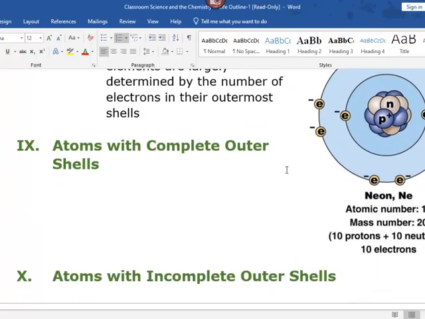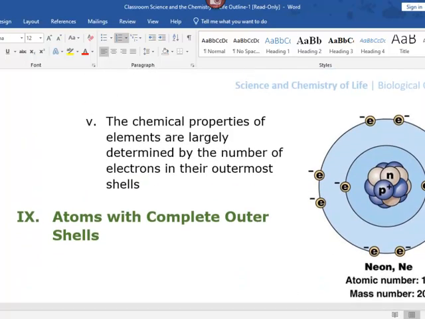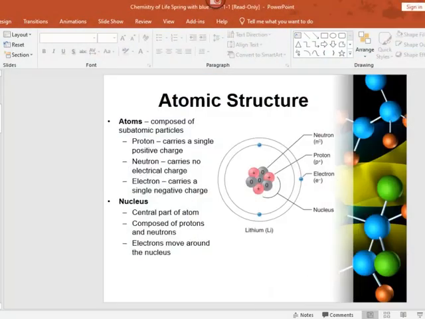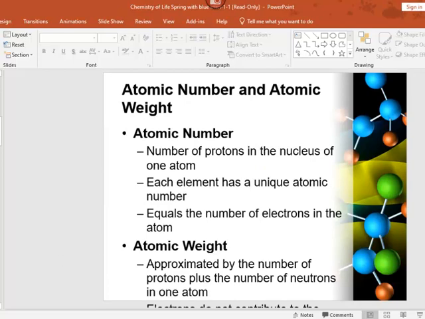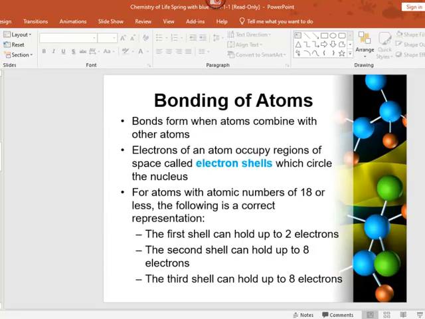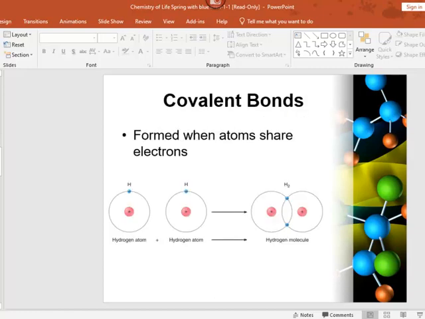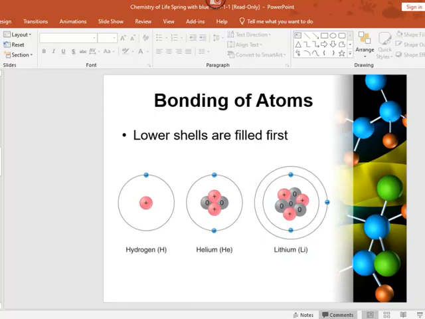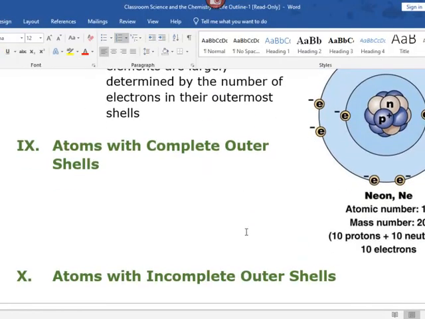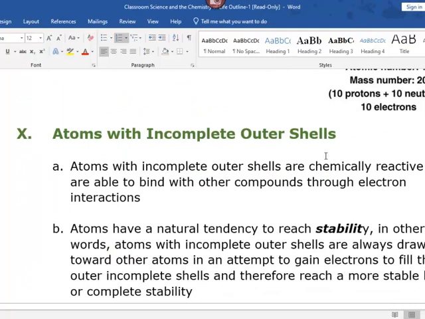And I'm going to finish with this. Atoms with complete outer shells are more stable. If they have complete shells, well, anyway, it goes right into the bonding, but atoms with complete outer shells cannot react with other atoms. This is neon, has an atomic number of 10, which means it has 10 electrons, so you'd have 2 in the first shell, 8 in the second shell. The ones with incomplete outer shells, that's a whole different story, and I'm going to start the next video with that.